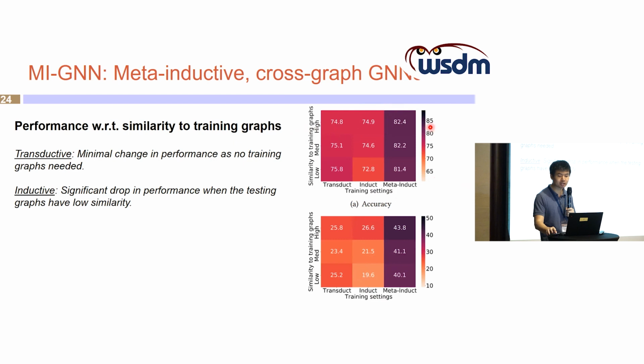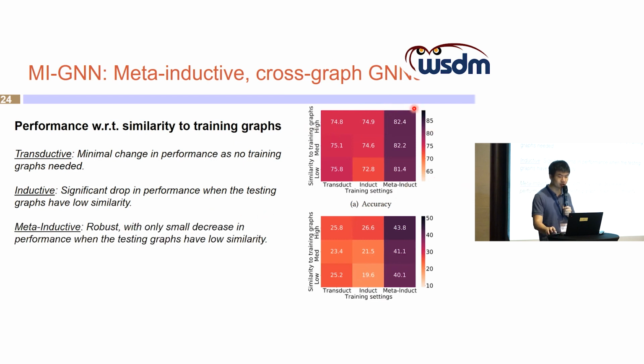But using our adaptive meta-inductive setting, we don't just apply the inductive model on all the testing graphs, but we do some adjustment. By doing this adjustment, we can see that our performance drop is actually quite small. Of course, there is still some performance drop if your testing graph is quite different from the training graph, but the drop is minimal compared to the traditional inductive setting. So this shows the importance of adapting to different graphs for different tasks.